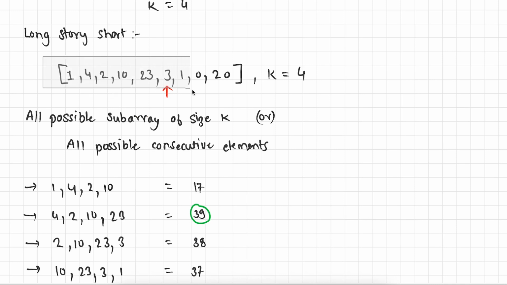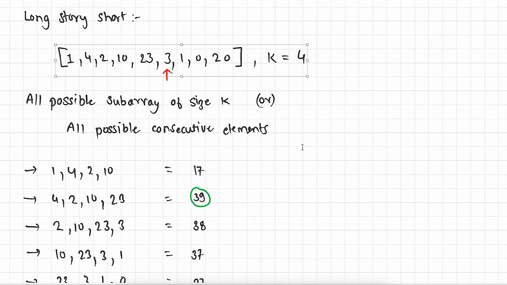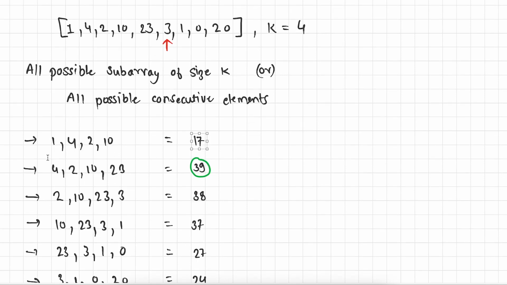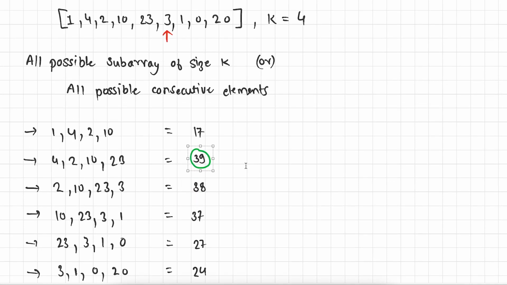This is the given array and the size of k is 4. What do we do here? We find all the possible subarrays and their sums. We consider the first element first, and the subarray beginning with this first element is 1, 4, 2, 10, and the sum of these four elements is equal to 17. The next subarray beginning with the second element is 4, 2, 10, 23 and the sum of this subarray is 39. Similarly, the subarray beginning from the next element, that is 2, is 2, 10, 23 and 3, and the sum of its elements is equal to 38.